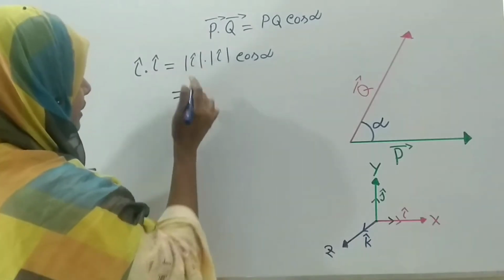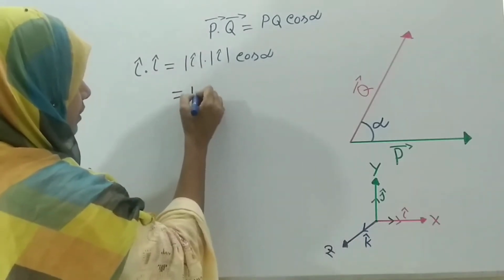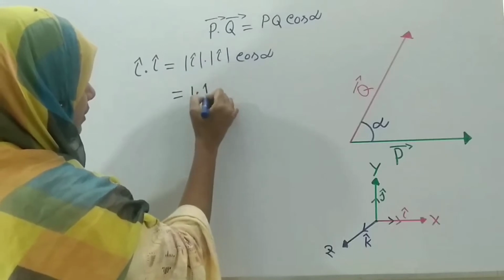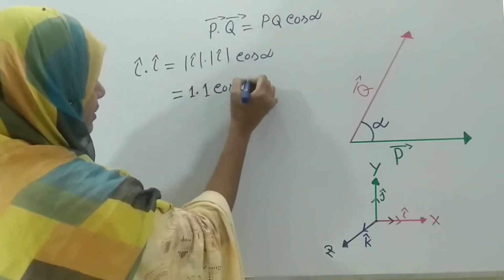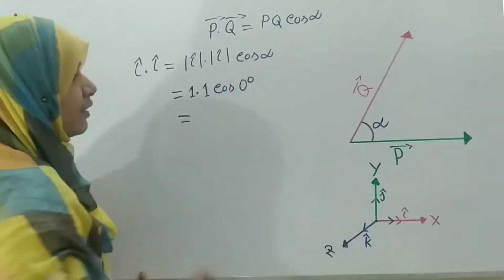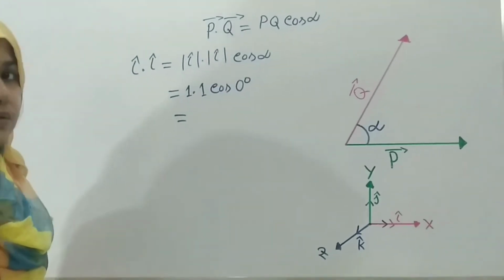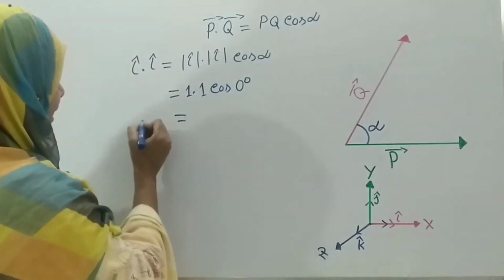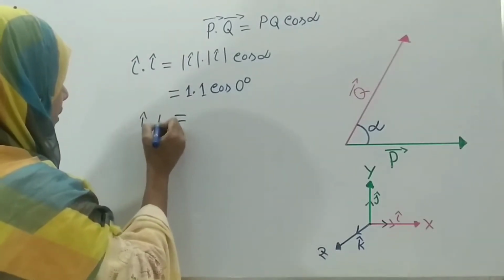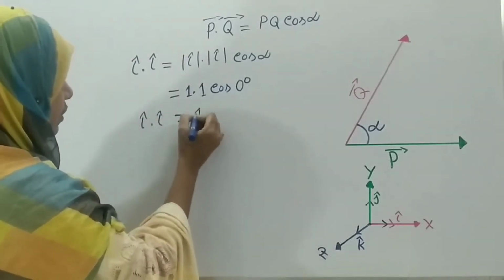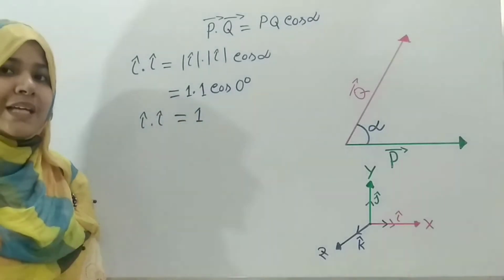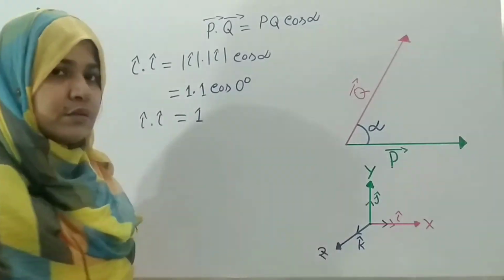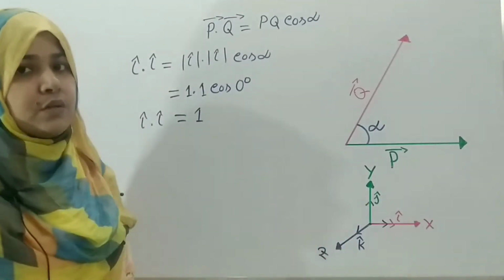So magnitude of i is 1 dot 1 into cos 0 degree, and you know that the value of cos 0 degree is also 1. So we can say that i dot i equal to 1. So similarly, we will get that j dot j equal to 1, k dot k equals to 1.